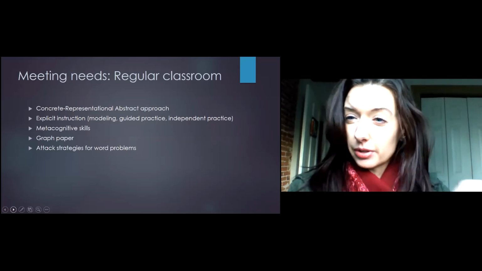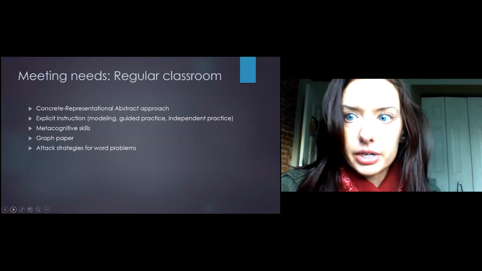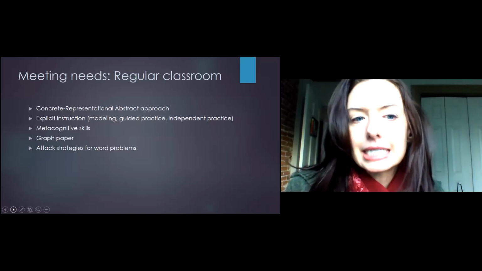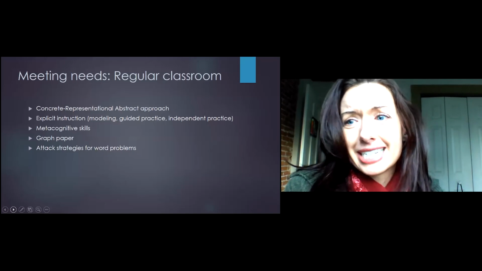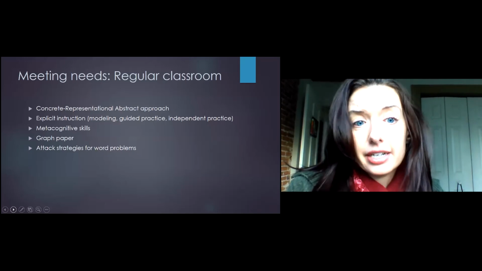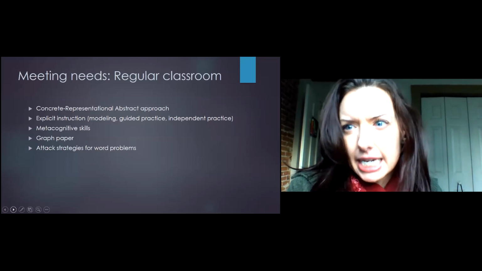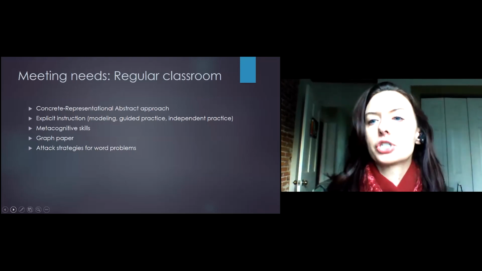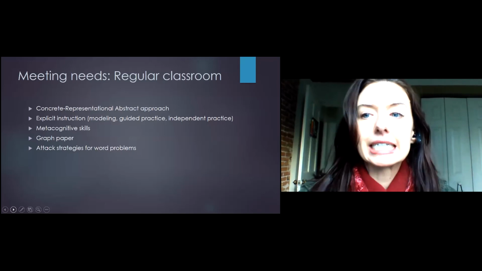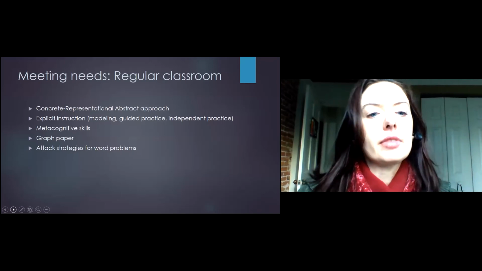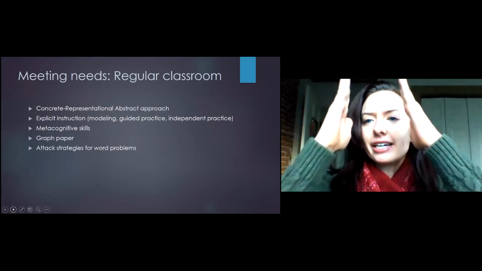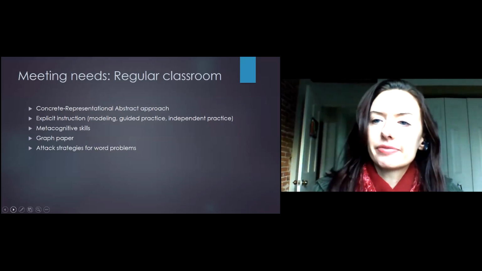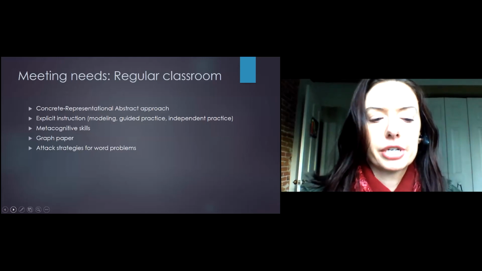Metacognitive skills. So what I was talking about, self-monitoring, estimating, we have to explicitly teach our students with math learning disabilities how to do that. The metacognitive skills, thinking about their thinking. And it doesn't come easily to some of our students, so we have to explicitly teach it. Graph paper, simply using graph paper to line up our columns. A lot of students can have difficulties with organization.